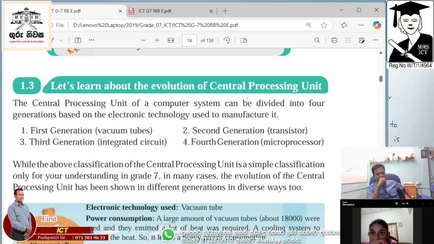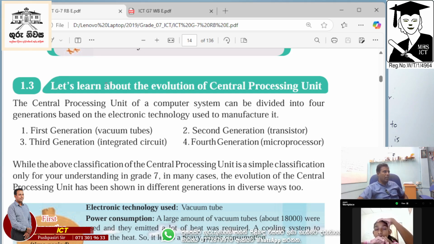Right, generations. Okay, so what are those? One is first generation, second generation, third generation, fourth generation. Right. The first generation used vacuum tube technology. The second generation used transistors. The third generation used integrated circuits. The fourth generation got microprocessors. We will study all those things later on. Next week we will learn about this separately.